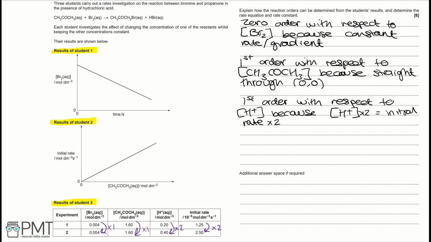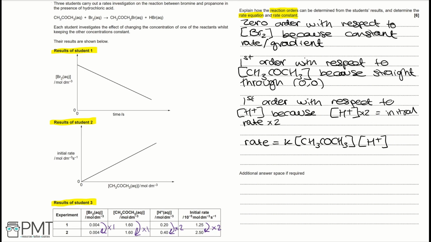Now we need to write our rate equation and determine the rate constant, because we've worked out our reaction orders. So the rate equation would be rate equals k [CH3COCH3] to the power of 1, multiplied by [H+] to the power of 1. But we don't need to write these powers of 1, as that just means they're first order. We could also have [Br2] to the power of 0, but anything to the power of 0 is 1, so again we don't write this in our rate equation.